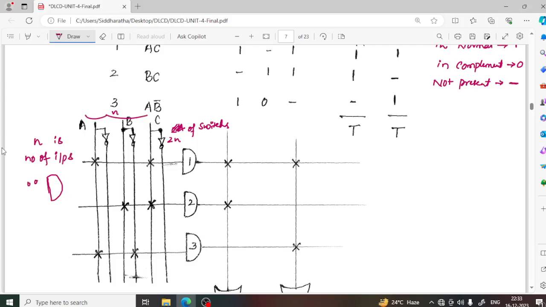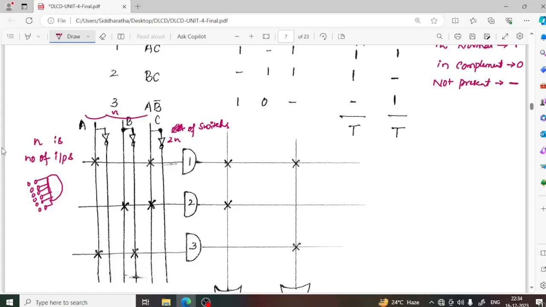One fuse for A, one fuse for A bar, one fuse for B, another fuse for B bar, next for C, then C bar. You can represent it like that also. But this type of symbolic representation is not very convenient, so that's why I am following the simple notation. For one AND gate, draw one horizontal line which joins three lines for normal and three lines for complement.